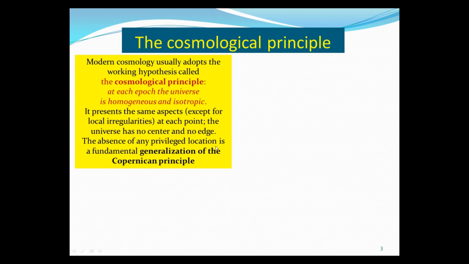Most modern cosmology starts with a working hypothesis called the cosmological principle, which states that at each epoch, each time, the universe is homogeneous and isotropic in space. It presents the same aspect, except for local irregularities, at each point. The universe has no center, no edge. The absence of any privileged location is, in some sense, a fundamental generalization of the Copernican principle.